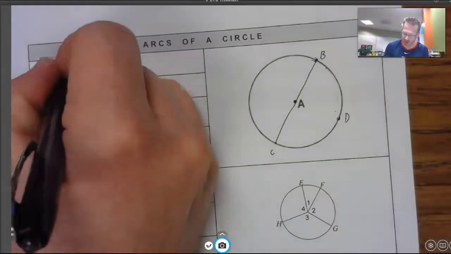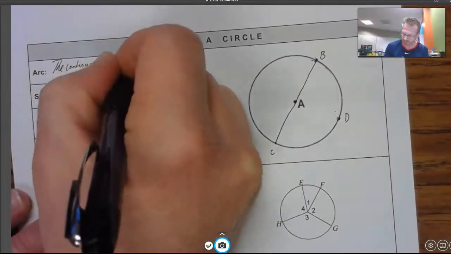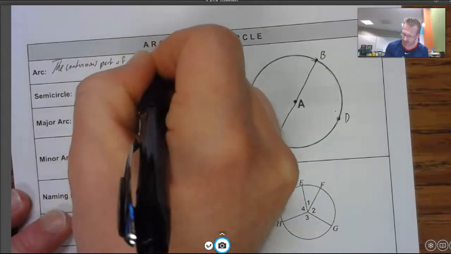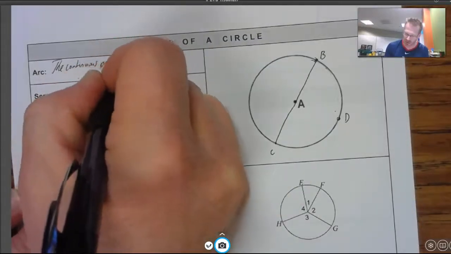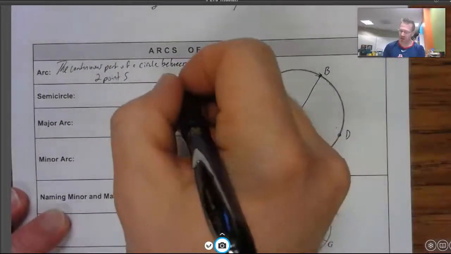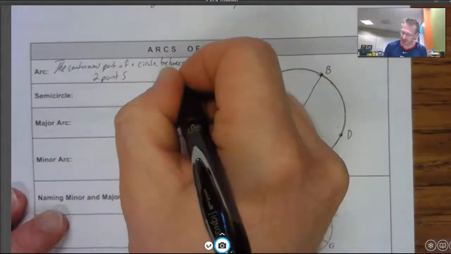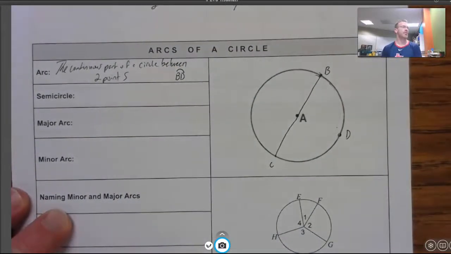So the continuous part of a circle between 2 points. So we would say arc BD, and we put a little mark over the top like this, so BD, and then we do the little arc mark like that. So that's how we make the symbol for an arc.